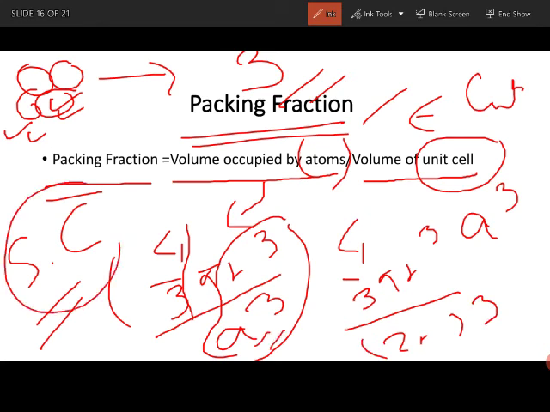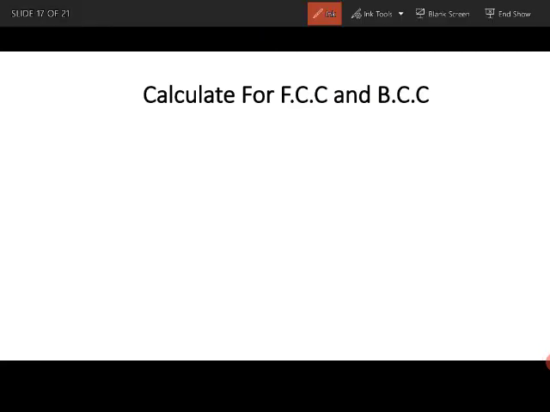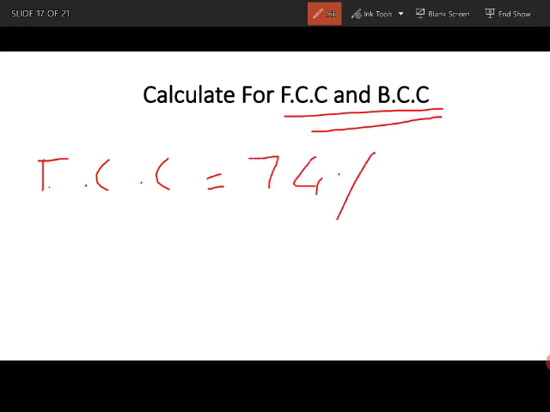Now you do the needful, open the bracket and do the calculation. You will be getting 0.52. Now you multiply this 0.52 with 100, because we are finding the efficiency. Then you will get the efficiency of the simple cube as only 52%. That means a simple cube is only packed 52% out of its entire volume. In the same way, you can calculate for FCC and BCC. When you calculate the packing for FCC, you will get the highest, that is 74%, and for BCC you will get 68%.